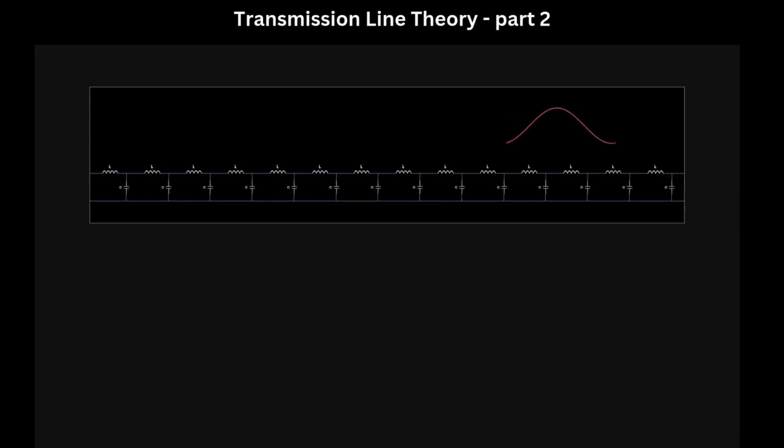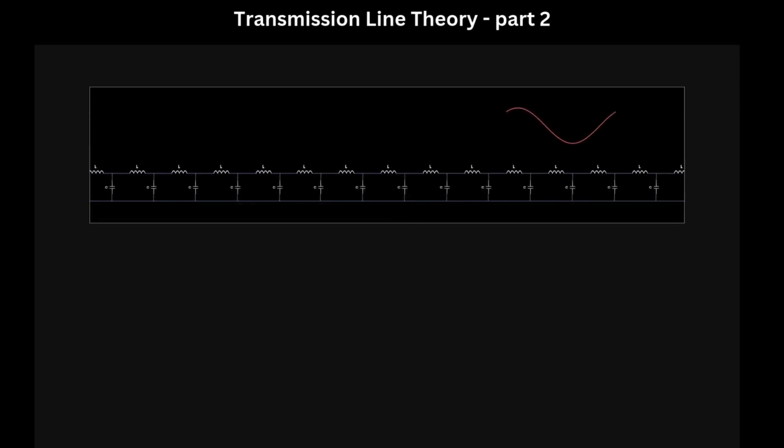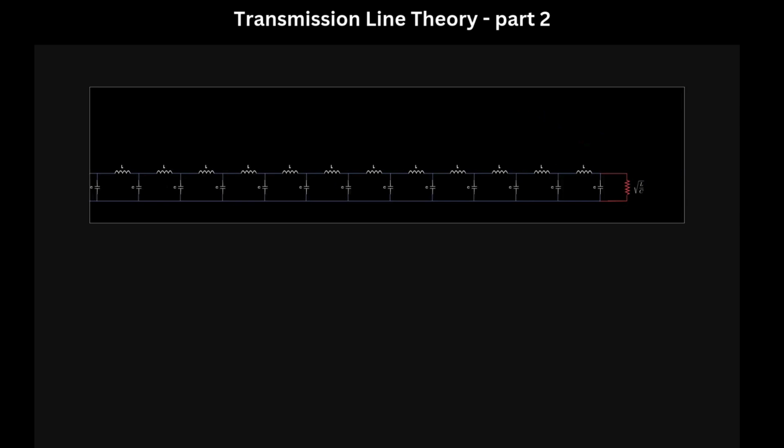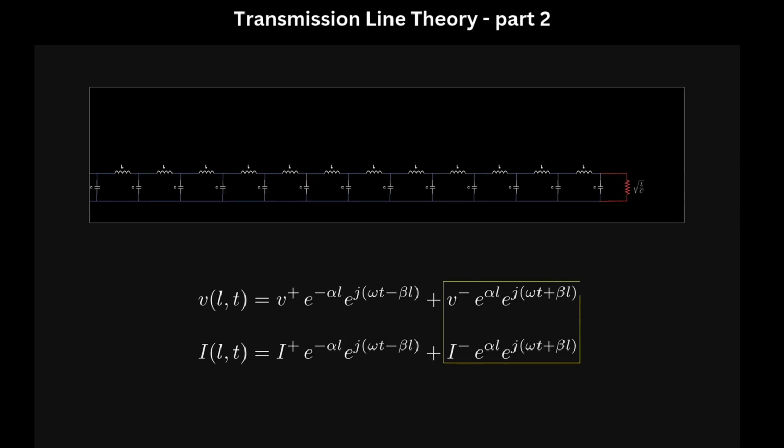By reaching the load, if the load is equal to the characteristic impedance, the signal would dissipate completely in that load. If the load isn't equal to the characteristic impedance, only a portion of the signal is dissipated in the load, and the rest of the signal is reflected back. That reflection is governed by the backward traveling wave in the solution of the voltage and current wave equations.